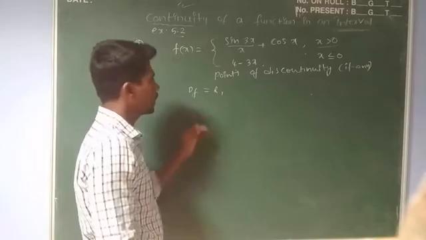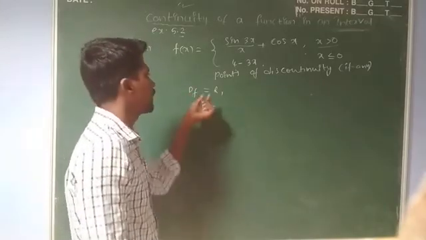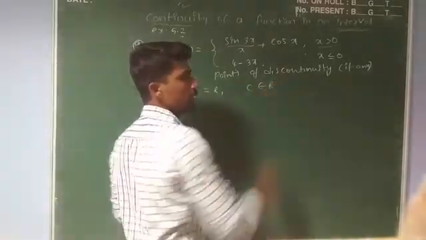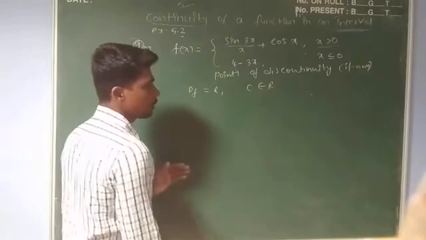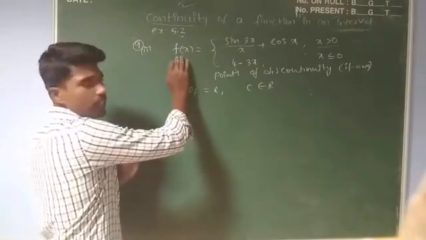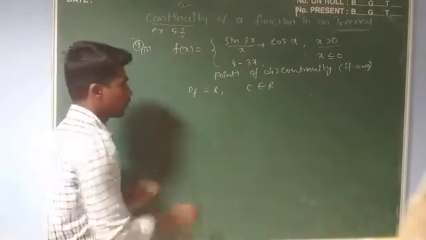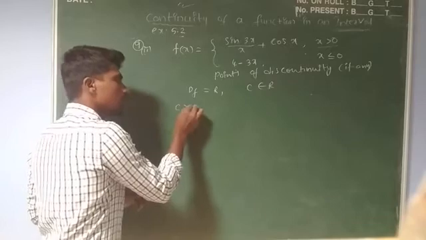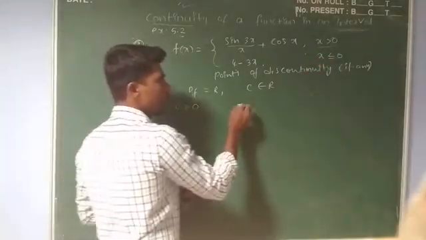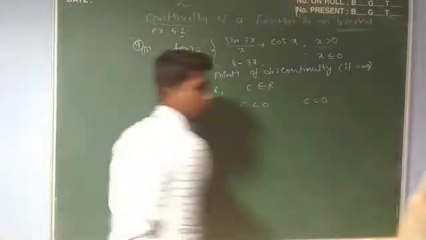So if I want to examine its continuity, we have to take one real number which lies in its domain. Let c be the real number which lies in its domain. Now, examining whether the given function is continuous or not depends on three cases. What are those? If c is greater than 0, if c is less than 0, if c is equal to 0.